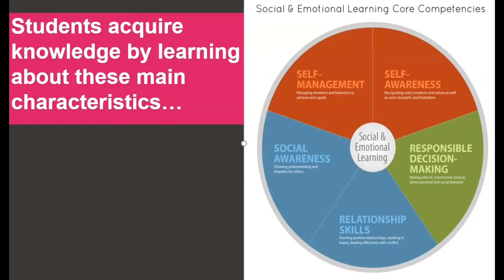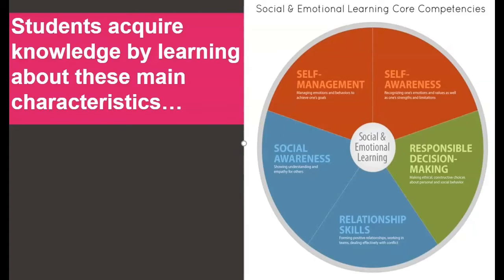Second piece is self-awareness. And in this wheel, we recognize one's emotions and values as well as one's strengths and limitations. Always continuing to work on the strengths as well as working through the limitations. Third, we have responsible decision making, where we're just giving it our best to make ethical and constructive choices about personal and social behavior. Lots of lessons around decision making, from making small decisions to very large, important life decisions.